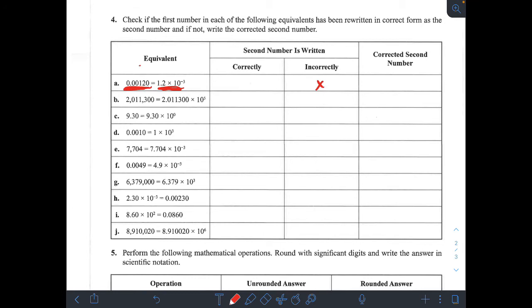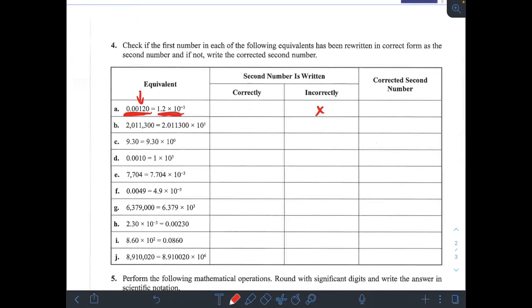So in this first number, the 1, the 2, and the 0 at the end there are all significant, so they should all be shown in the correct answer. So I'm going to say 1.20 times 10 to the minus 3 here. Okay, in the case where the answer is correct, all you have to do is mark it correct, and that's all. You don't have to write anything in the corrected column.